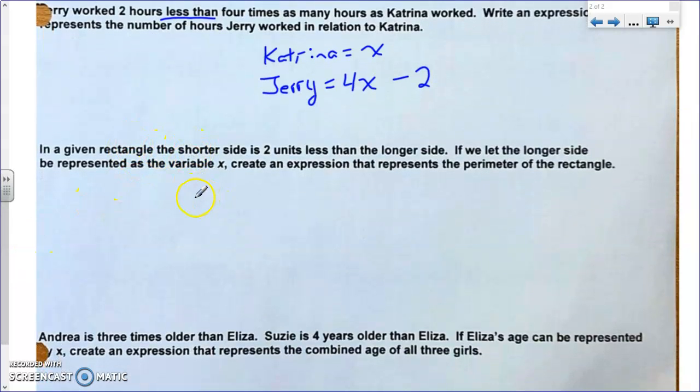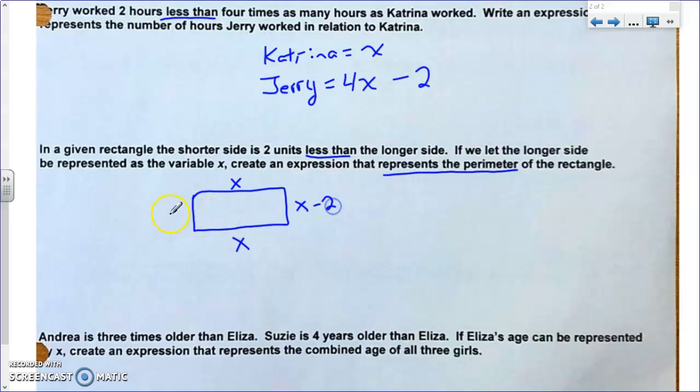In a given rectangle, oh, that tells me I might want to draw a rectangle. The shorter side is 2 units less than the longer side. If we get the longer side to be represented as the variable x, create an expression that represents the perimeter. Oh, this has got multiple steps, okay? So the longer side can be represented as x. So we let the longer side be x. So this is going to be x, okay? Either one of these are going to be x. The shorter side is 2 less than the longer side. So that's going to be less than means the 2 comes after. So x minus 2.